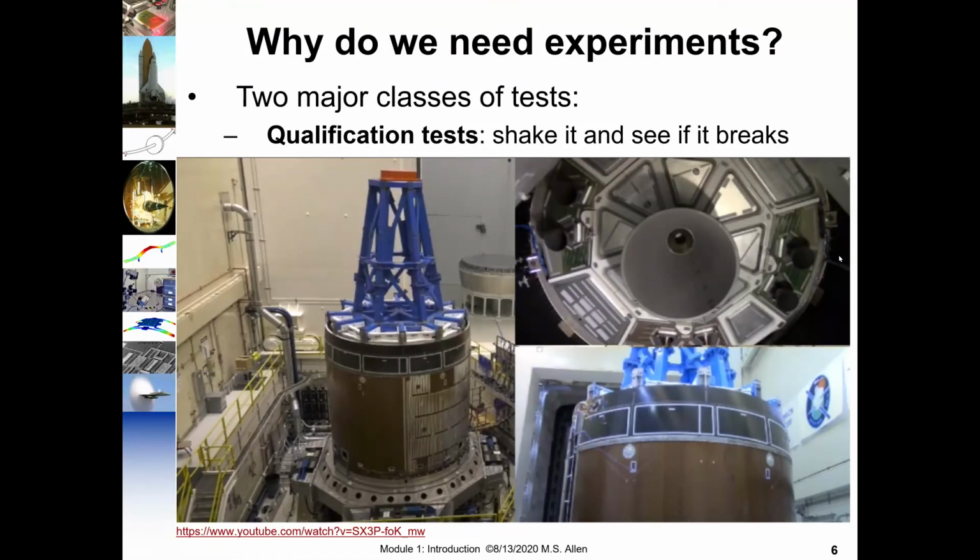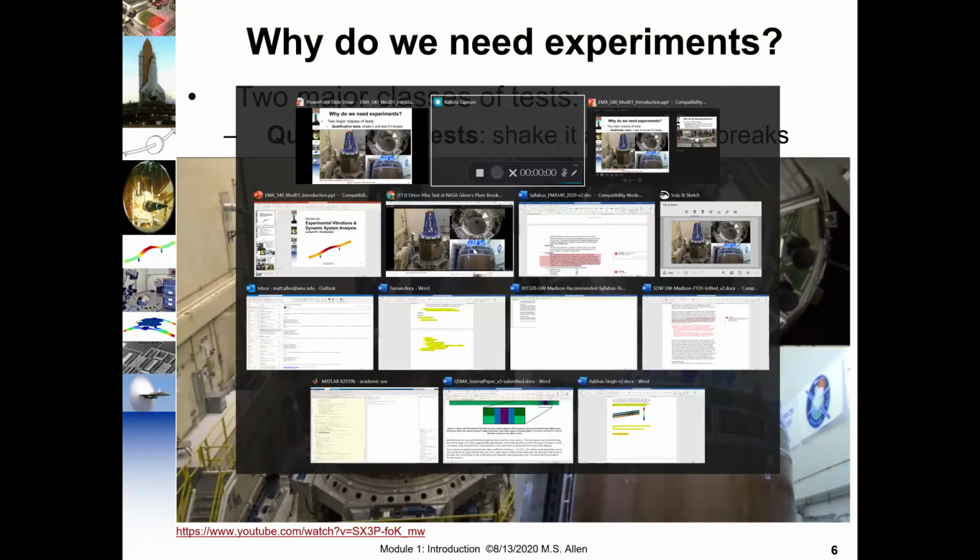So those are the reasons why we need vibration in general, both theory and experiment. Why do we need experiments? There are two major kinds of experiments that are used in industry. One of them we call qualification tests. And these are tests where we shake something to see if it will break, to see if it can survive all the shaking that we need to subject it to during its life.